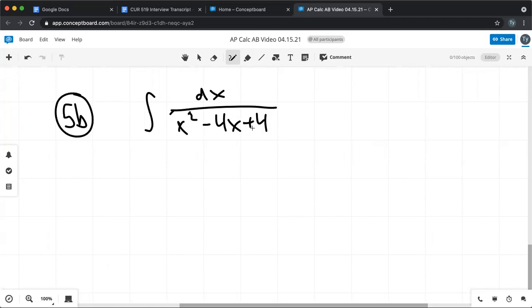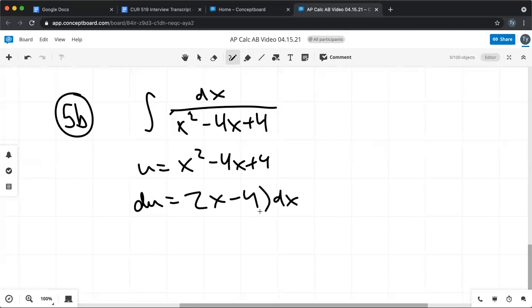then we'll take the derivative to get du and get a 2x minus 4, right? So if we were to say this, u is the whole denominator and we find du, we have a problem. This is not present anywhere in this problem at all. So this kind of means there's not much we can do with U-substitution, at least yet.